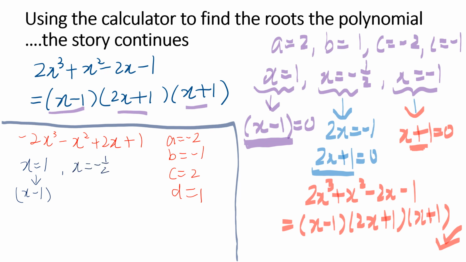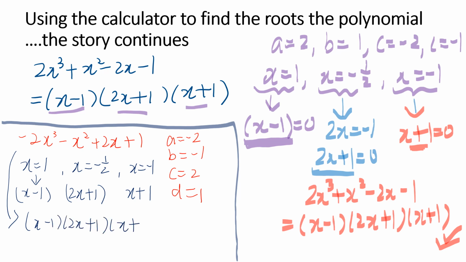You convert it, you will get 2x plus 1. And then the third one will be x equals negative 1. You convert it, you get x plus 1. Right, and then you write out your answer. But your answer is not correct. Why is it not correct? Because when you take this times this, you end up with 2x cubed, whereas the original question you're given is negative 2x cubed.